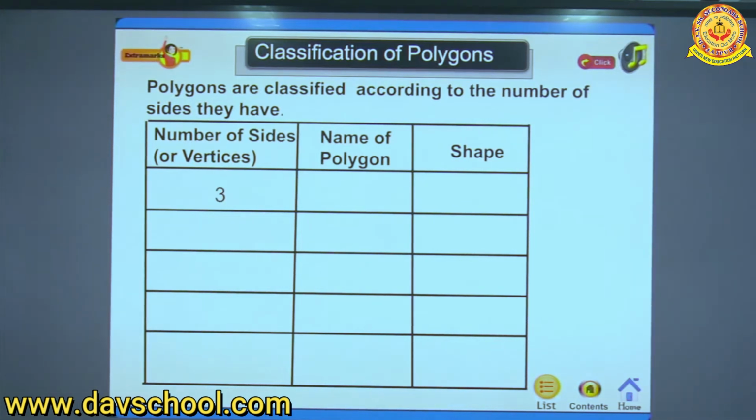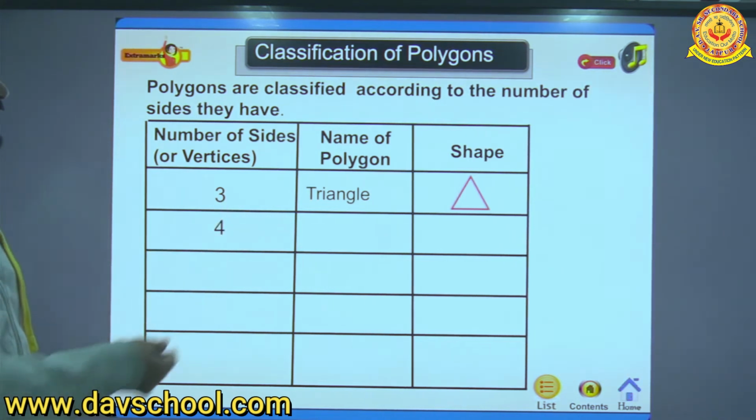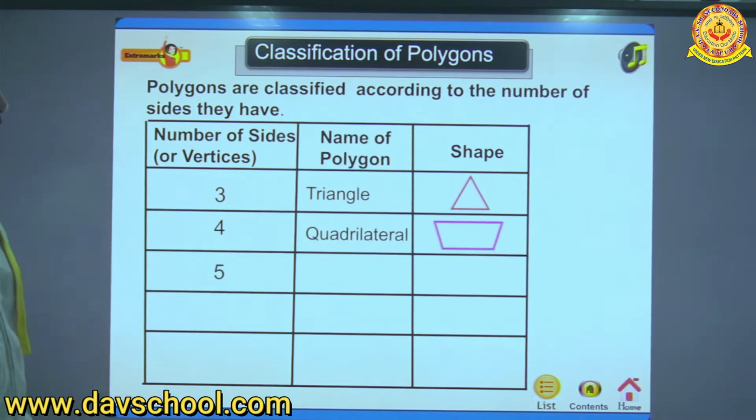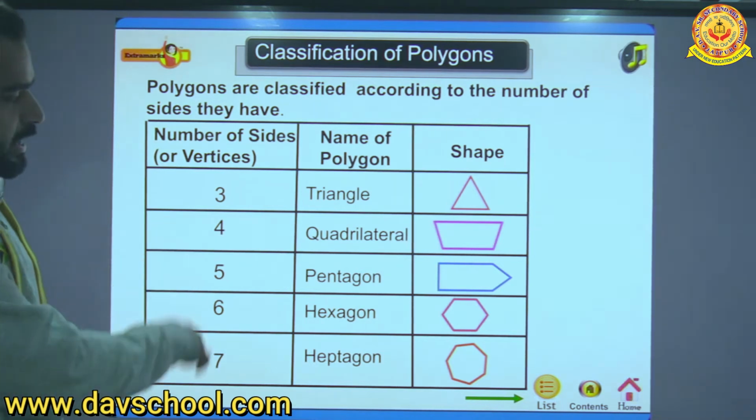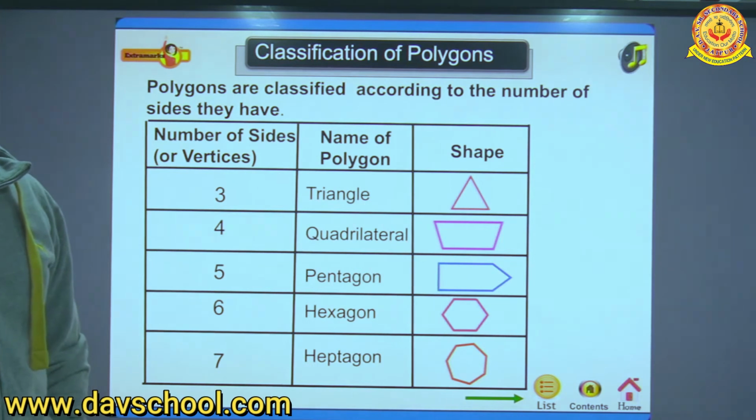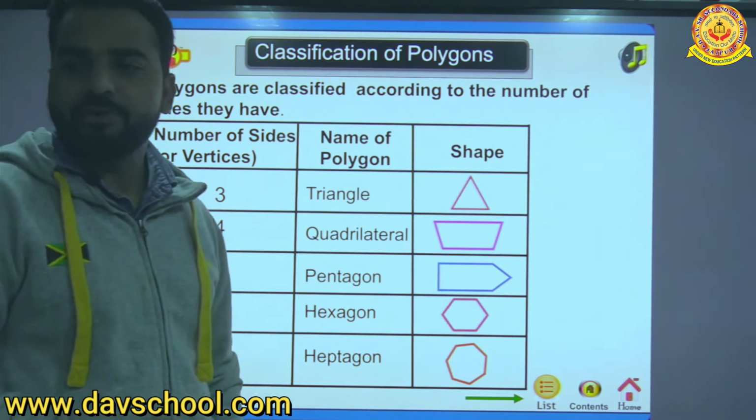Look, when the number of sides is 3, we call it a triangle. When the number of sides is 4, we call it a quadrilateral. Similarly, when the number of sides is 5, we call it pentagon, then hexagon, heptagon. Okay? Is it clear? And when the number of sides are equal, what particular word do we have to add to them? Regular. Very good.